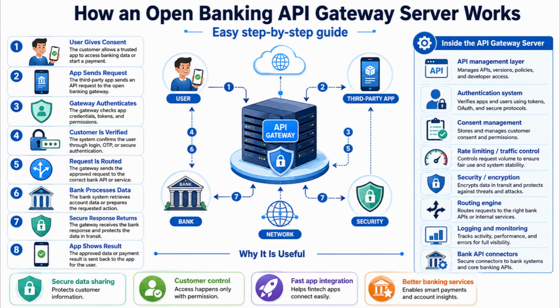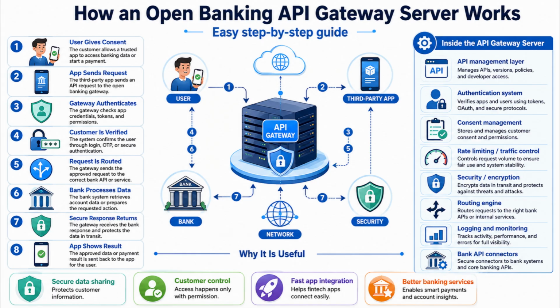Next, the third-party app sends a request to the open banking API gateway. For example, the app may request account balance data, transaction history, or payment initiation. Instead of connecting directly to the bank's internal system, the request first goes through the gateway server.